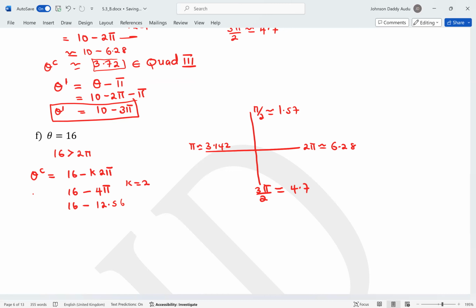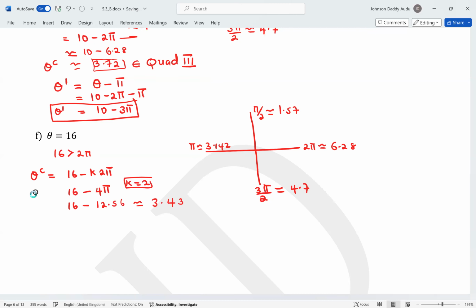Because remember, we're taking k to be 2, right? So when k is 2, we have 4 pi here. So you just have 4 times 3.142, which is about 12.568, yes? Now, if you subtract this from 16, this is approximately, let's say, 3.4 something like this.